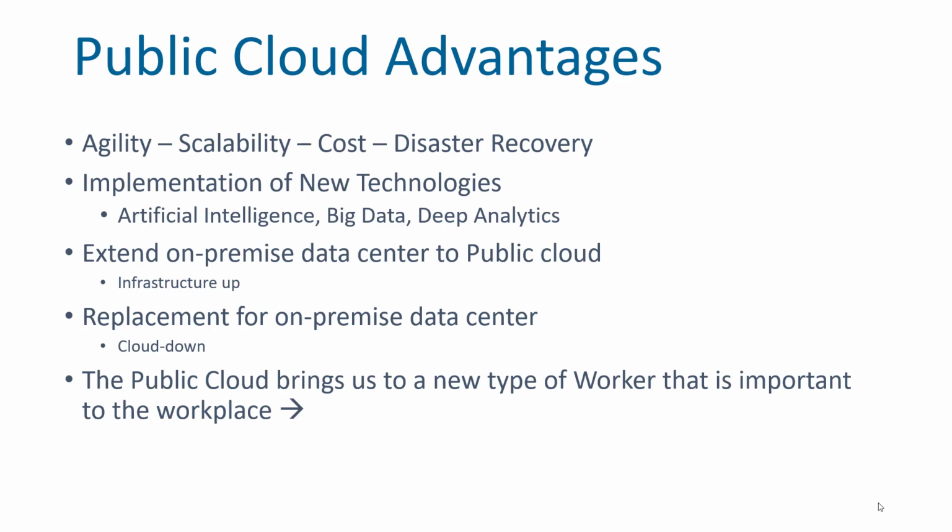And of course, we can use the public cloud to extend our on-premise data center. That's referred to as infrastructure up. Or you can replace parts of your on-premise data center, or in some cases, certain businesses might actually be able to replace their entire on-premise data center with a cloud down strategy.